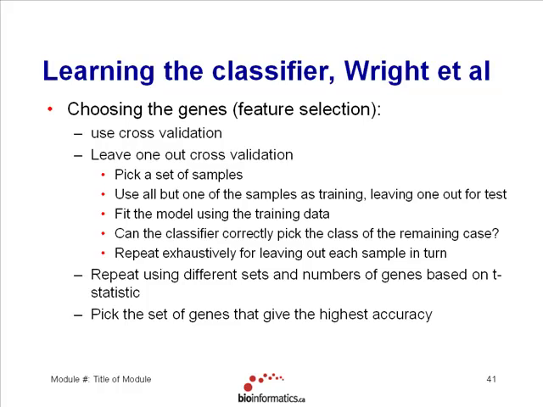So we can get an accurate way of measuring the accuracy of the classifier. And then what we do is we repeat using different sets and numbers of genes, again, based on this T statistic. So we can filter on T statistic by taking the top 50, top 100, top 150, et cetera, and then see basically which set of genes gives us the highest accuracy. Okay, so that's a method that they used to select their features.